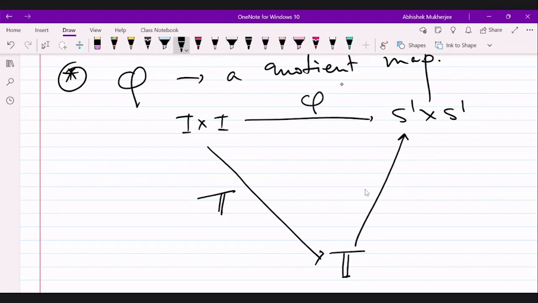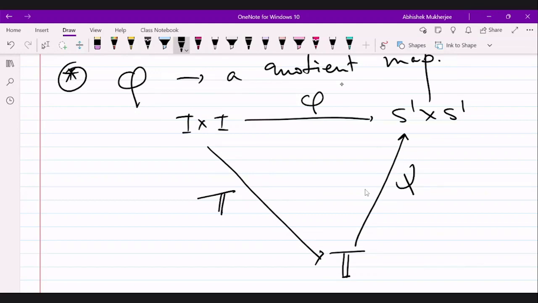by the universal property of a quotient map, you can always find a homeomorphism psi from T to S1 cross S1. So in this way you can show that this T is nothing but S1 cross S1.